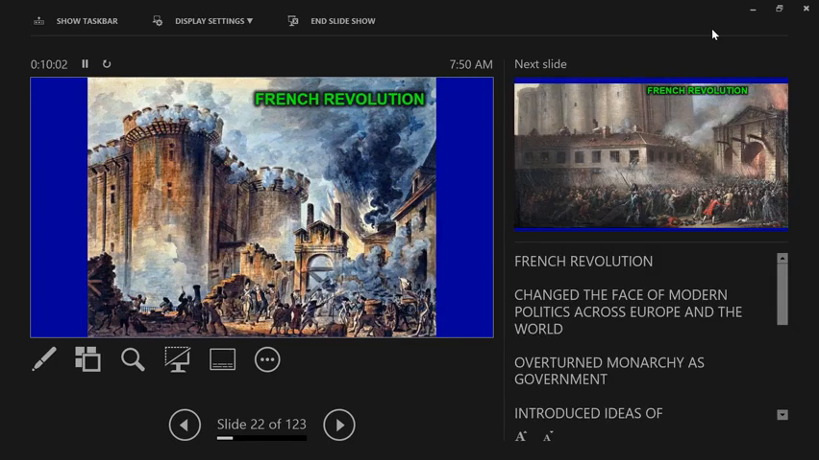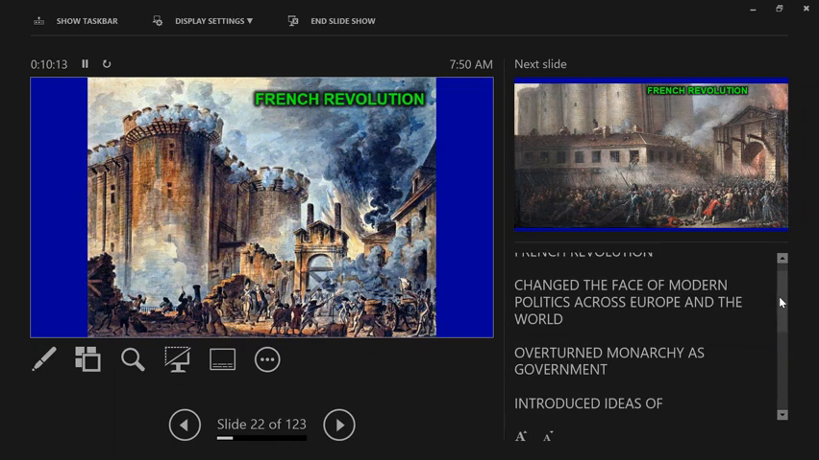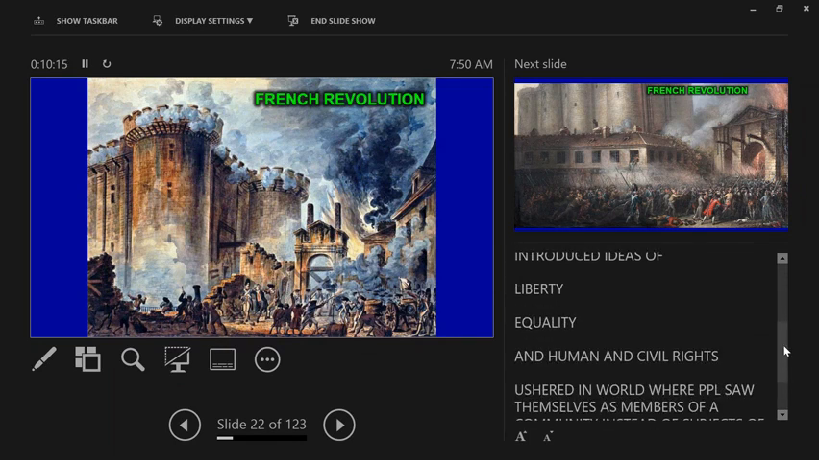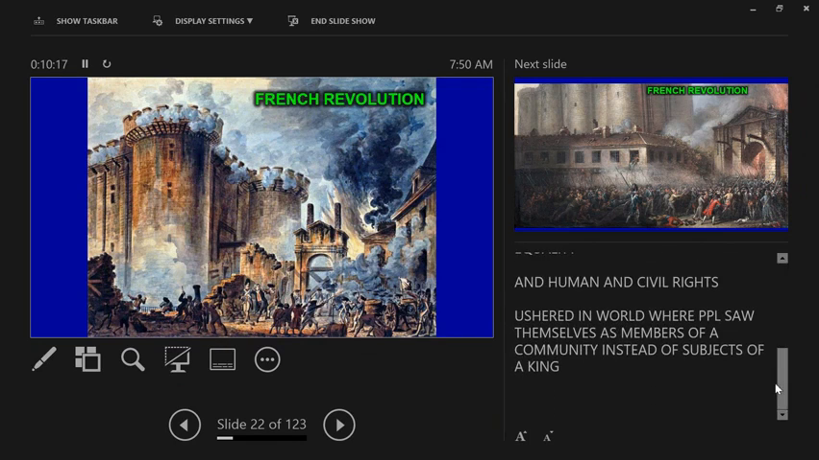All right, so we left off with the French Revolution last unit, and it changed the face of modern politics across Europe and the world. It overturned the monarchy as government, and it introduced ideas of liberty and equality and human and civil rights. And it ushered in a world where people saw themselves as members of a community instead of the subjects of a king.